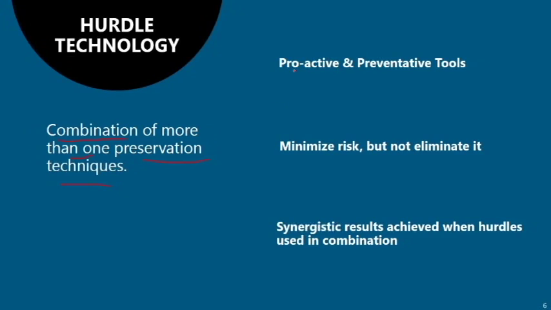And hurdle technology is a proactive and preventative tool. That means you cannot apply hurdle technology after a hazard has already occurred in a food. You have to apply it before you prepare a food product. Also, hurdle technology minimizes the risk, but it does not completely eliminate it. Some amount of risk is left, but if we intelligently apply the hurdles, the risks will be minimized up to a safe limit. Again, synergistic results are achieved when we use different hurdles in combination.